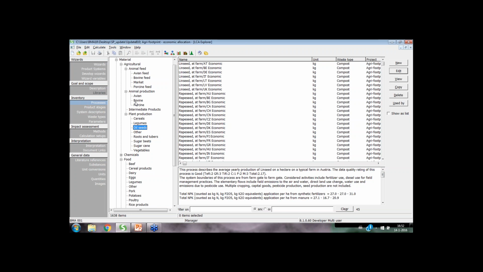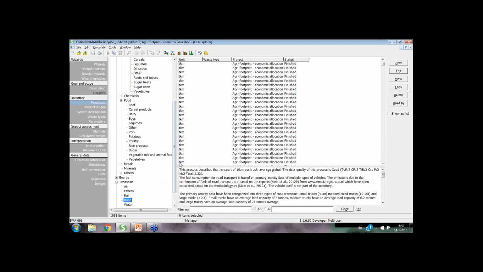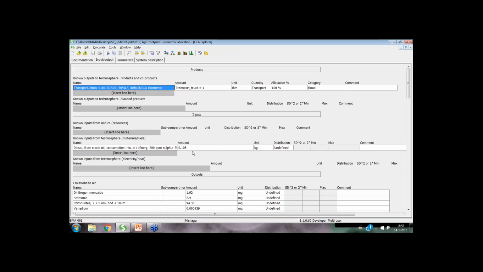Also the trucks, barges, oceanic ships, and trains are included. Maybe it's also good to have a look at the transport LCI, because there you can find really detailed information of, for instance, the trucks, with all the differences from Euro 0 to Euro 6 trucks. Also with many load factors and load mass capacities.